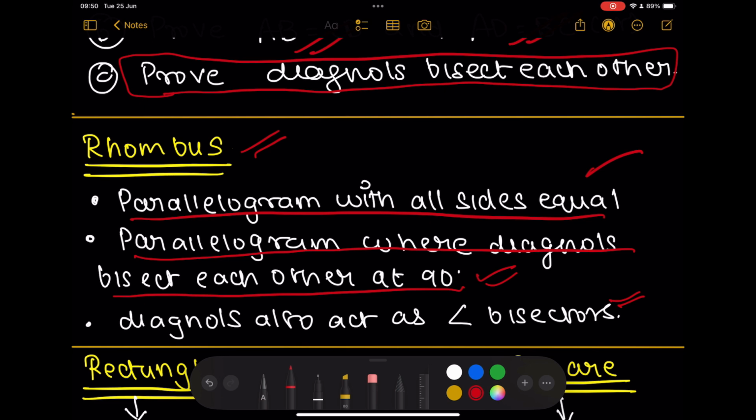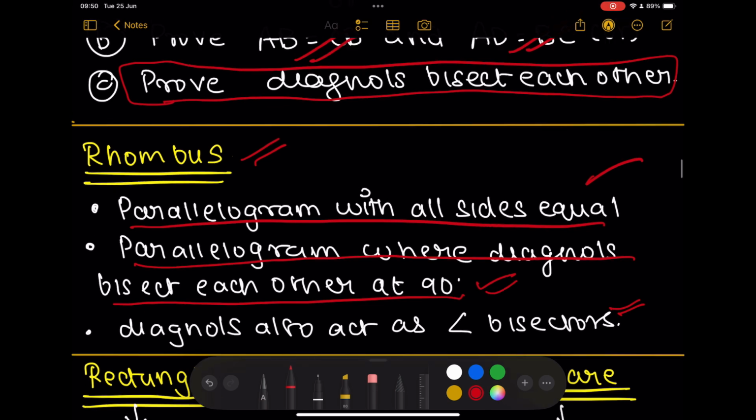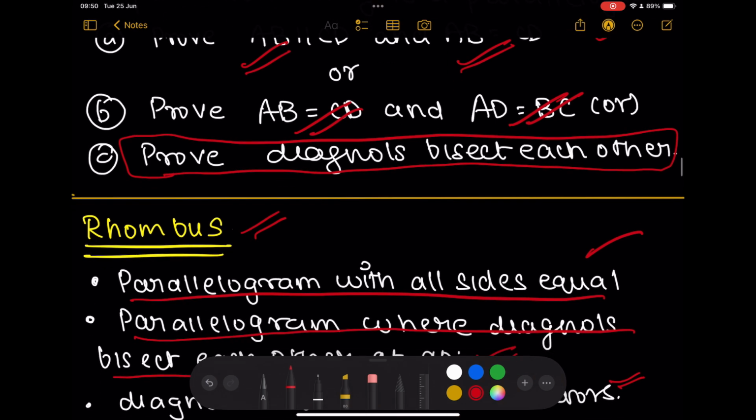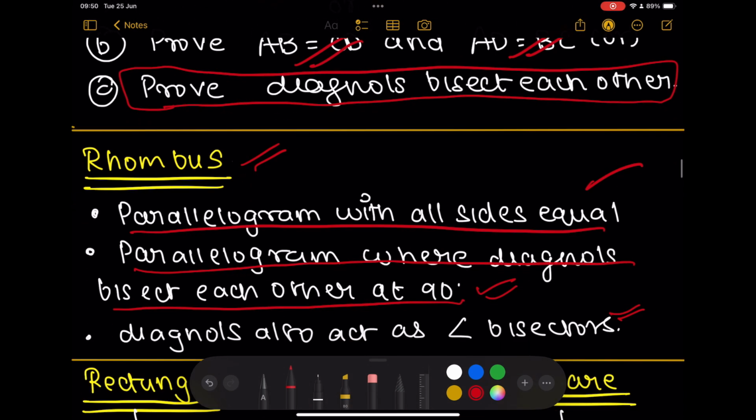Here we learned that in a parallelogram, diagonals only bisect each other. In a rhombus, we are learning that diagonals bisect each other at 90 degrees. So that is the differentiating factor between your rhombus and your parallelogram. Another differentiating factor is that in the case of a rhombus alone, the diagonals act as internal angle bisectors. This is a very important point that you have to remember. Both these points can be helpful sometimes in questions if they give a rhombus.